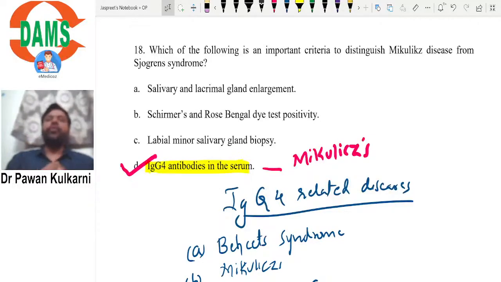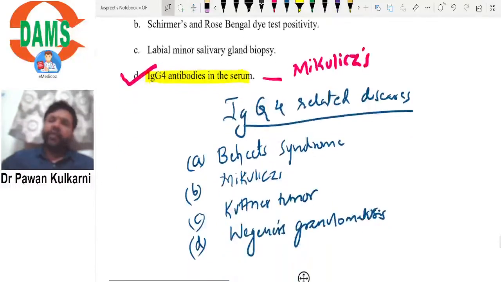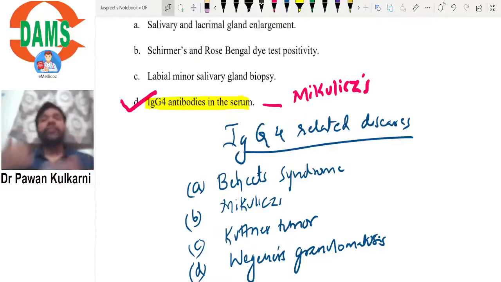While solving the MCQ, don't directly mug up the answer. See the other options. Try to rule out the other options, because while ruling them out, you are going to learn a lot of points. In this question, when we learned about IgG4, we should know about IgG4 related diseases. What are the IgG4 related diseases? We should be able to know that.